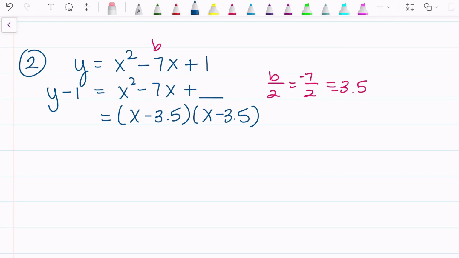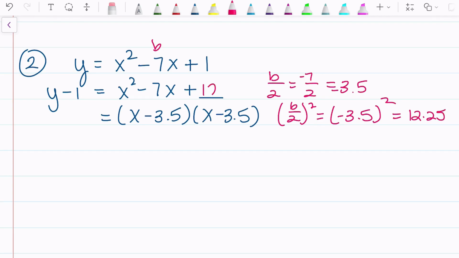To find that c value that's going to go in my blank, I do b over 2 squared. So I'm doing negative 3.5 squared, and I'm going to quickly type that into the calculator, and that gives me positive 12.25. This value will always be positive because you're multiplying a negative by itself or squaring it. So I'm going to add that to both sides because you can't just go adding random things to equations. And so from here, I'm going to simplify negative 1 plus 12.25. I'm left with y.